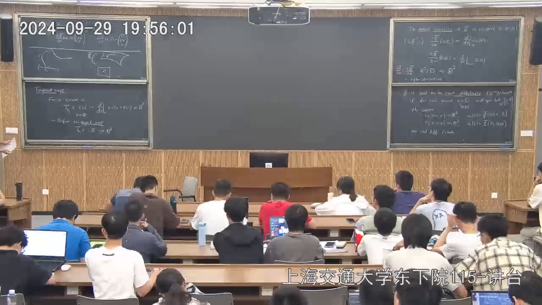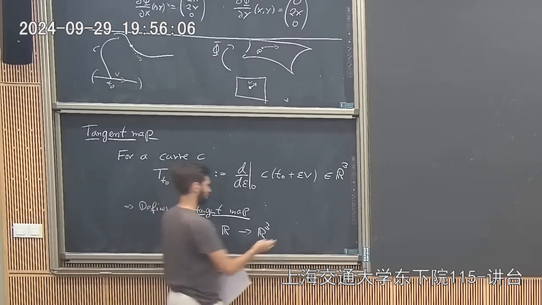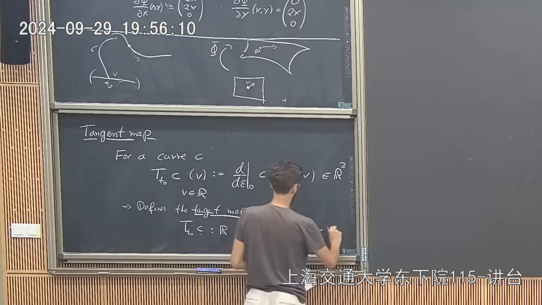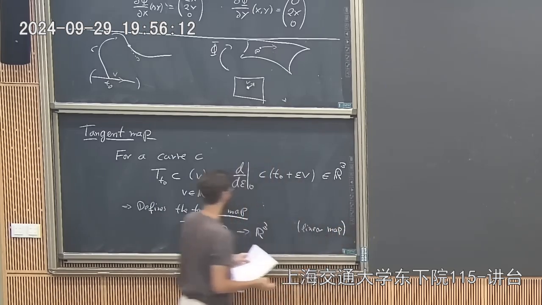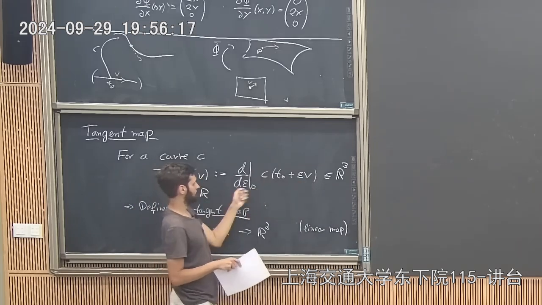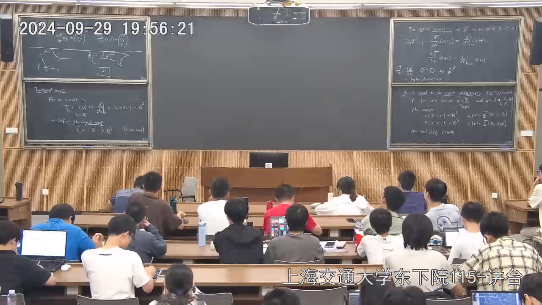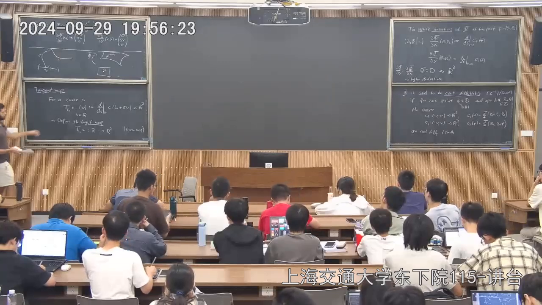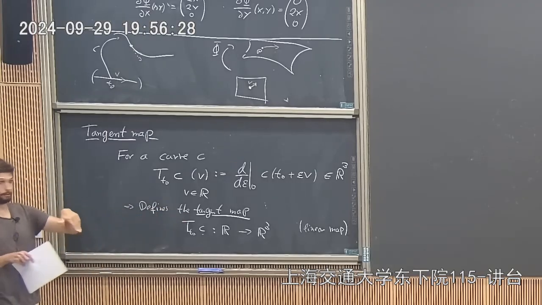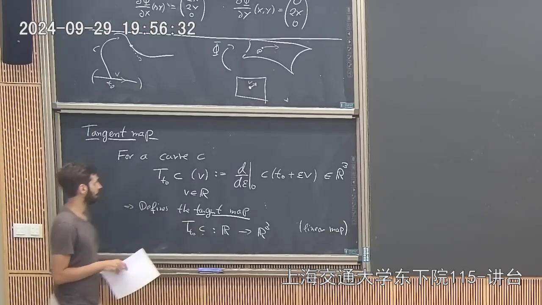And if you know a little bit of linear algebra, you can check that this one is a linear map. If you change v here to 2v, then you also get 2 times the whole vector, by the chain rule. So you can see the tangent map as something like the linearized map of C. The curve C is linearized to this map.